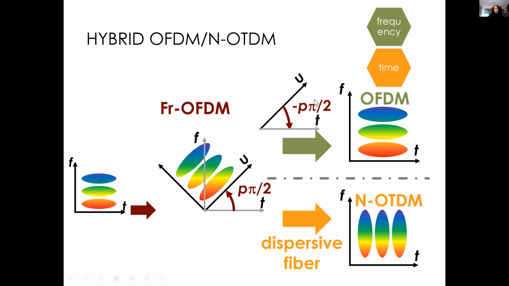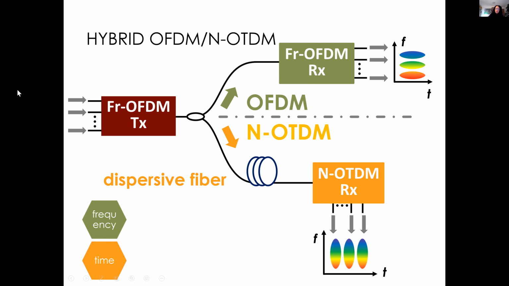Okay, so the last thing is to mix it all together and basically make a system where you can transmit your signal, and let the receiver decide if he wants to receive the signal in parallel using OFDM, or in a serial way using Nyquist-OTDM. So basically this is the system. The transmitter remains the same here. And then you can decide to receive all the channels in parallel, so using OFDM, multiplexing in the frequency domain, or in the time domain, so multiplexing in the time domain.